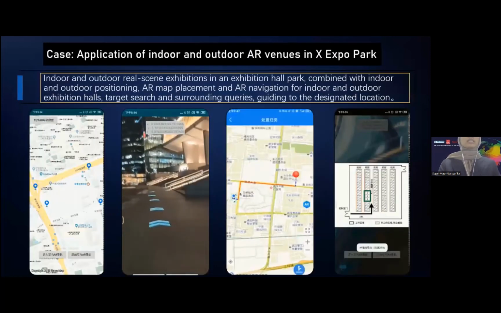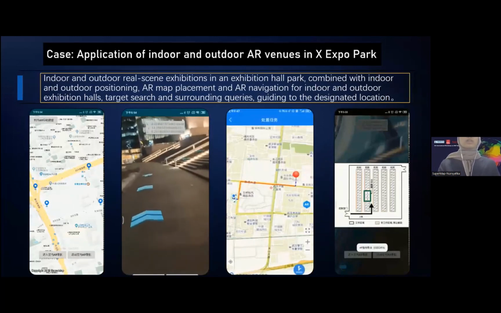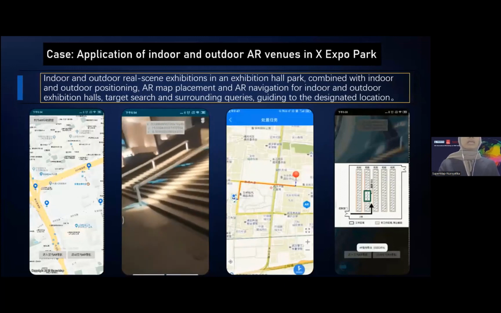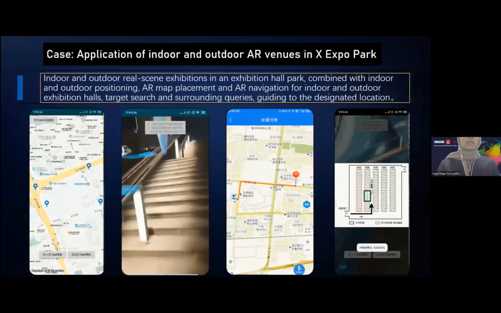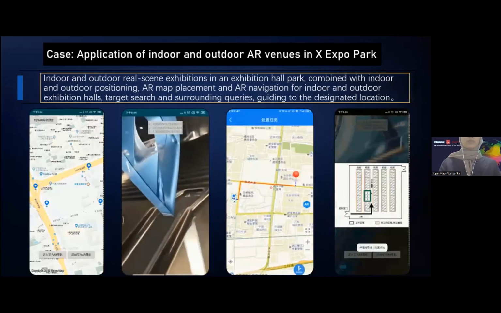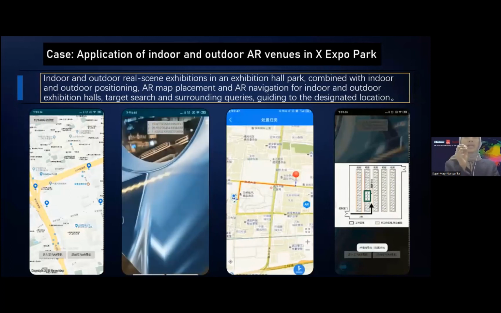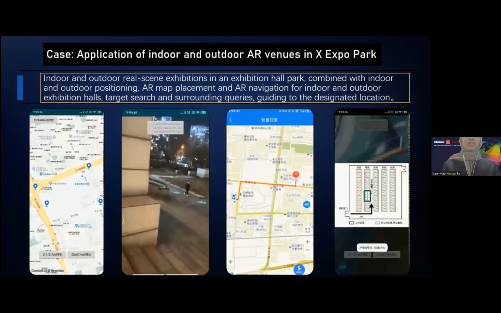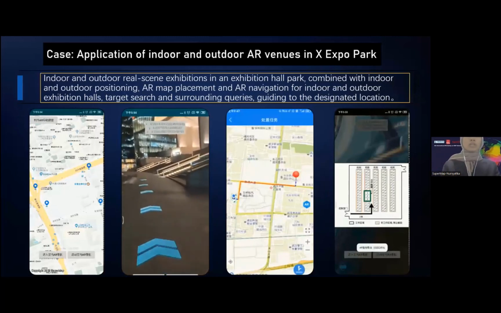So this is an example case of the application of indoor and outdoor AR venues in Expo Park. Here the indoor and outdoor real scene exhibition in an exhibition hall park are combined with indoor and outdoor positioning, AR map placement, and also AR navigation for indoor and outdoor exhibition halls with target search and surrounding queries. It will help guide anyone who uses it to the designated location, because it takes the surrounding queries, so you can easily find your way towards your location.